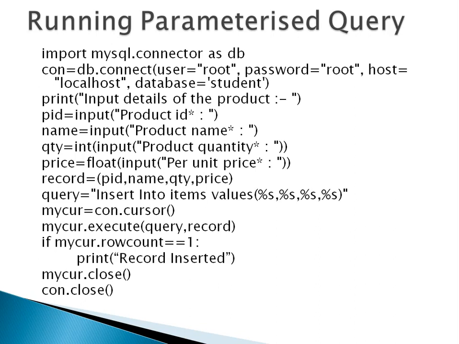And %s will be a placeholder that will represent the substitution of values. Okay, and after that in the execute function we will provide the query statement and the record value. So what will happen is the first %s sign will be replaced by the first value of the tuple, then the second %s sign will be replaced by the second value, the third %s sign will be substituted by the third value of the tuple, and so on.